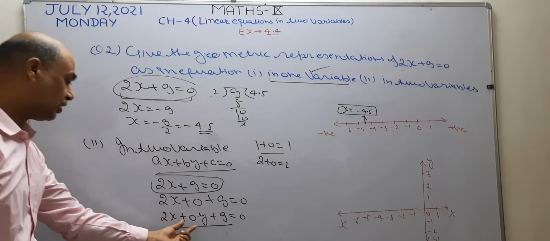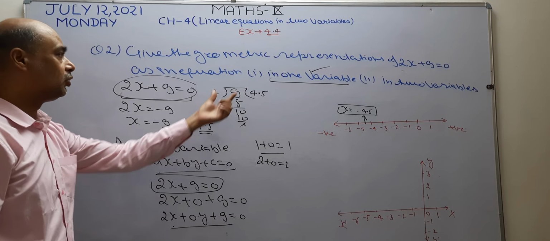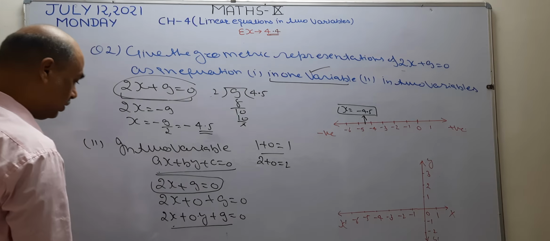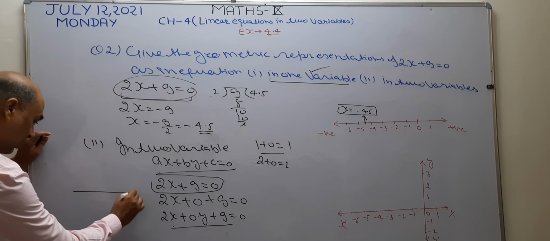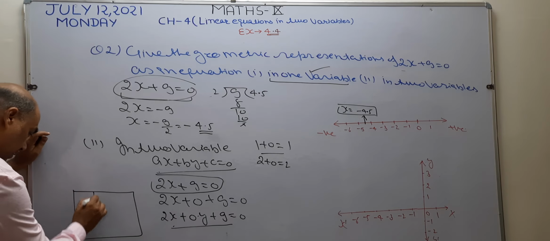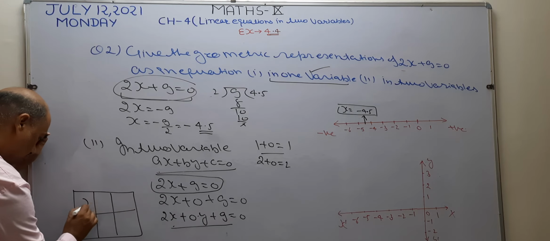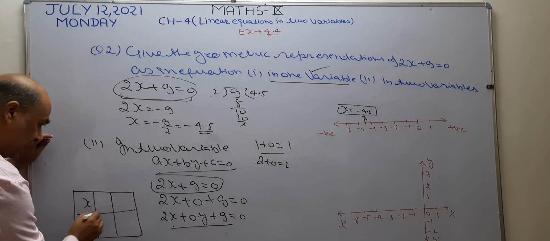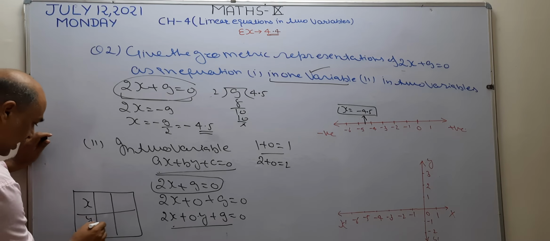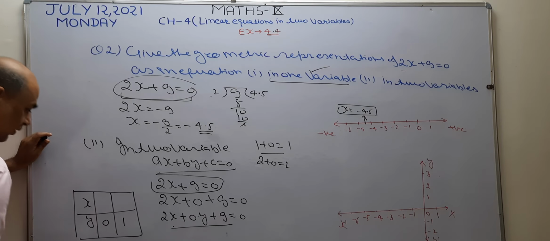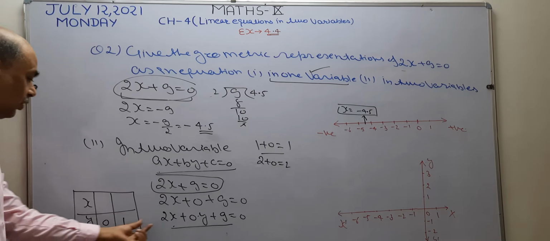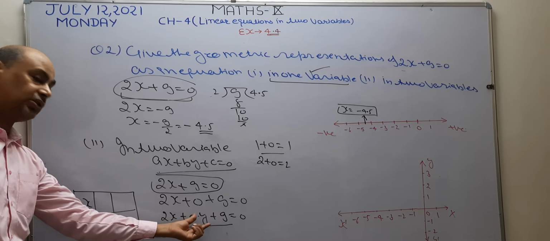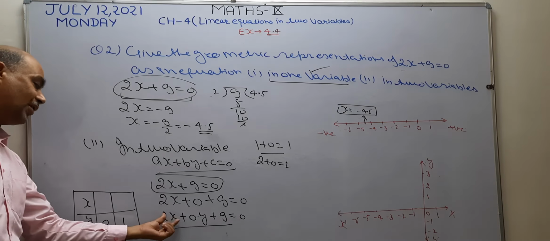Now this is the standard form of the equation of two variables. Now we want to draw the graph. For drawing the graph, minimum how many values are required? Two values are required. Now I want to find the values of x and y. I take y as 0 and y as 1, and put the value of y in this equation. After putting the value of y, I get the value of x.